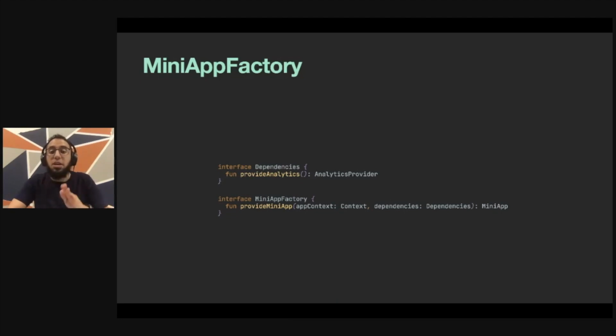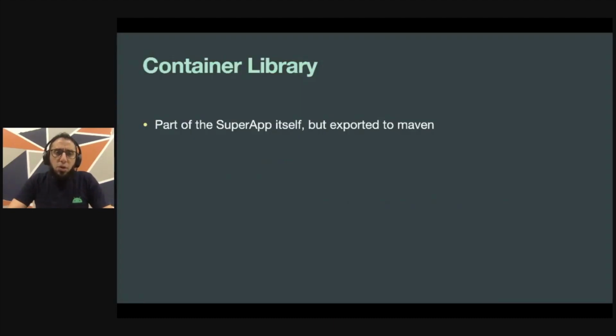We're not actually doing any of the initialization logic. That still is behind the provide initializer method that we saw a few slides back. But this just gives us a way to pass in these dependencies from the container, whether it's SuperApp or the standalone container, into each and every one of the mini apps in the verticals.